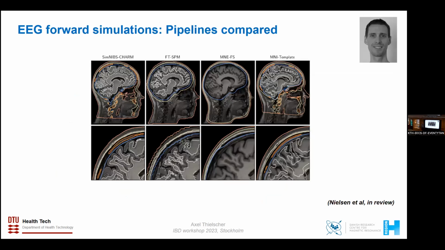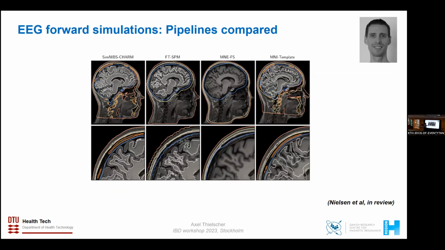Now, this also matters for the EEG forward problem. That's what we started working on more recently with Jesper Nielsen during his PhD. So that would be a typical example on how segmentations of different pipelines can differ, which are available in EEG. That would be our pipeline. And let's compare a little bit. Maybe, yeah, this would be FieldTrip with an SPM segmentation backbone here.